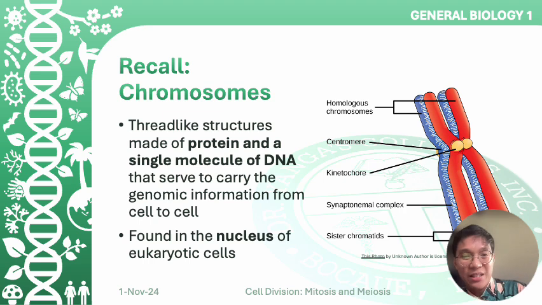So these are thread-like structures that are made up of protein and a single molecule of DNA, okay? That serve to carry all the genomic information from cell to cell. Kasi yun din yung mamanahin ng susunod na cell. Dapat ikaw pa rin yun, di ba? So it's found in the nucleus of your eukaryotic cells. Only eukaryotes will have nucleus, at sa loob ng nucleus, doon mo lang makikita yung mga chromosomes. So, bakit may protein, sir? Ang protein ay para lang mapulupot mo yung DNA.